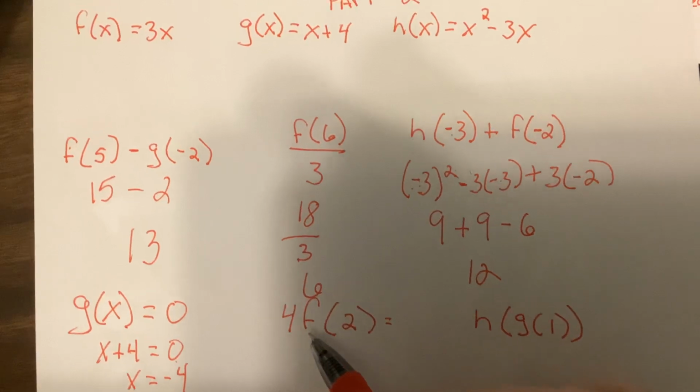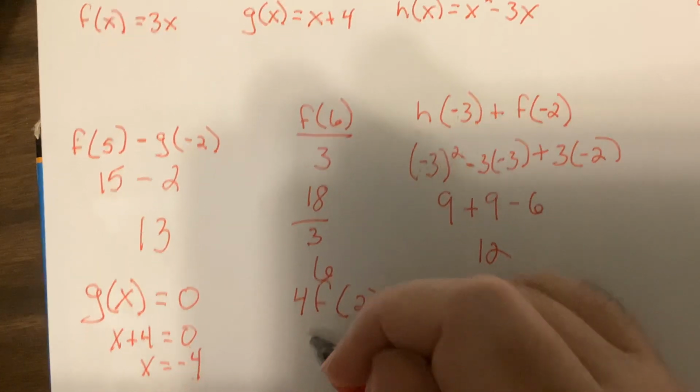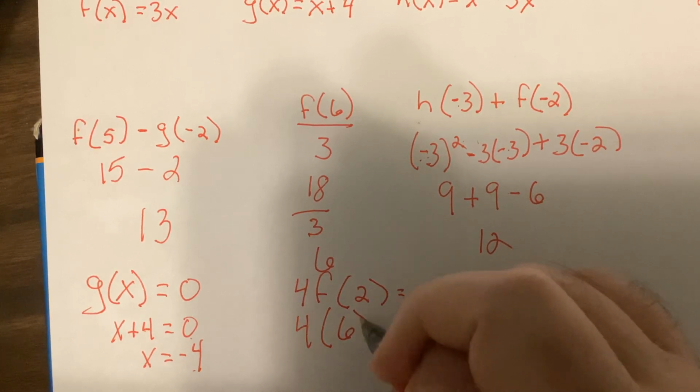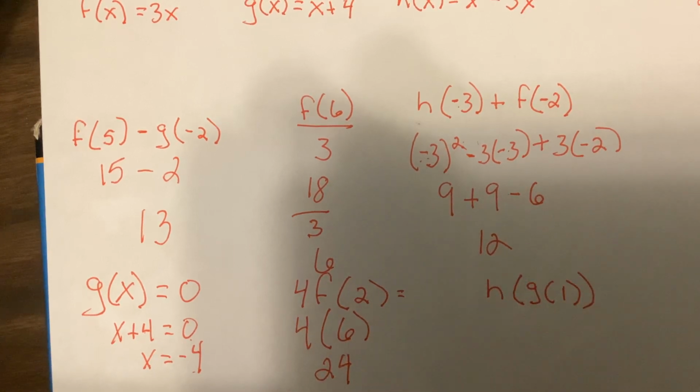So 4 times f of 2. First thing we do is to find f of 2. F of 2 would be 3 times 2, so it'd be 4 times 6. 3 times 2 is 6. So that would be 24.